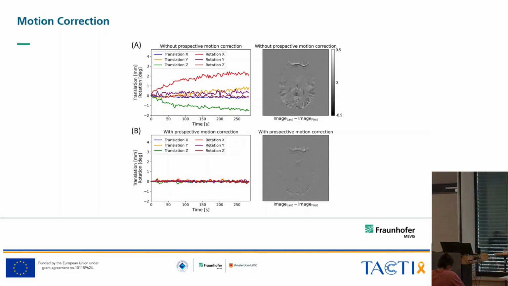we see that we get quite a difference when subtracting these images. And then yeah, the lower part shows the exact same with prospective motion correction applied, and you see that there's only a subtle amount of motion left, which could also just be noise of the motion correction data.